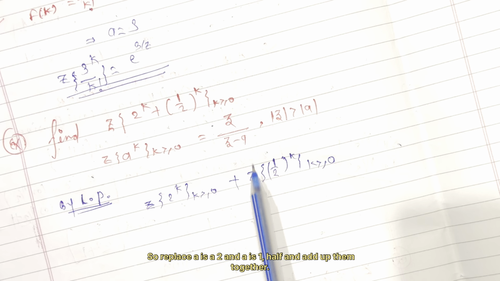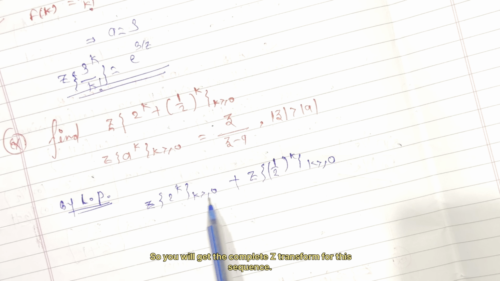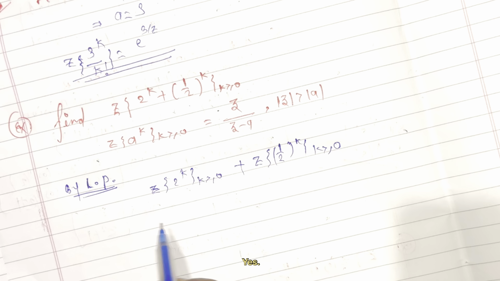Okay, so replace a with 2 and a with 1/2 and add them together, so you will get the complete Z transform for this sequence. Yes, so let me write the Z transform.